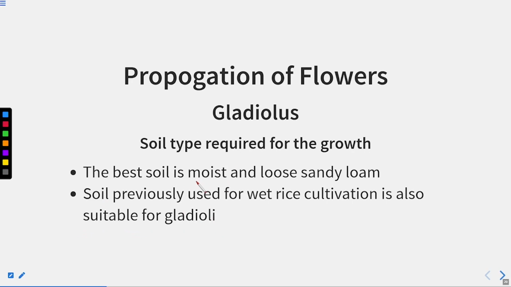The best soil is moist and loose sandy loam. This is the best soil for this particular plant. Soil previously used for wet rice cultivation is also suitable for gladioli.